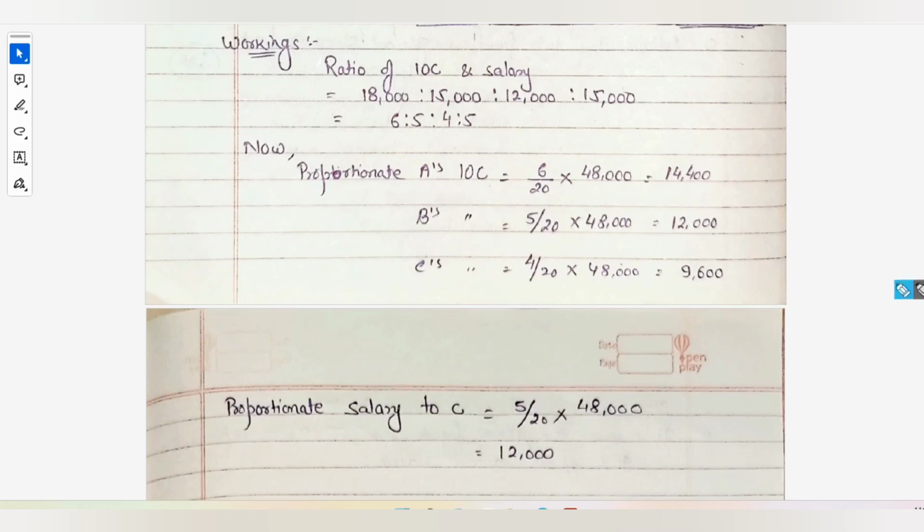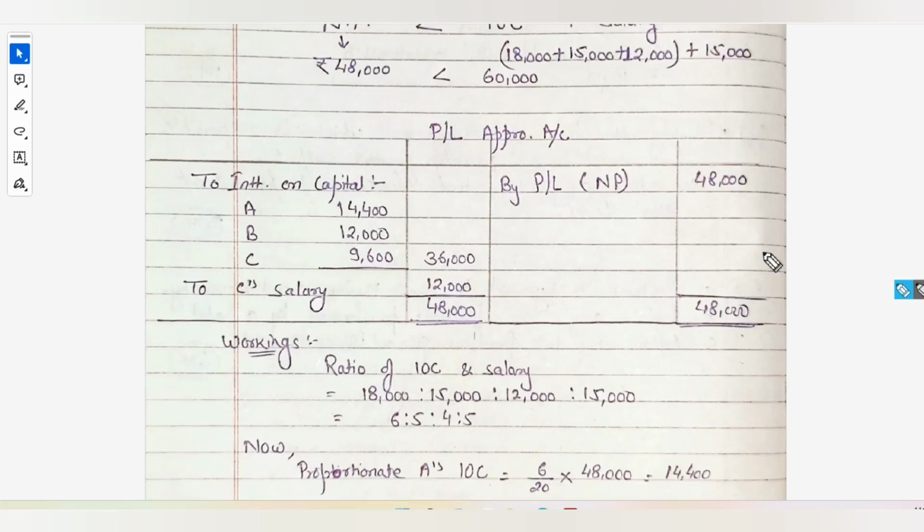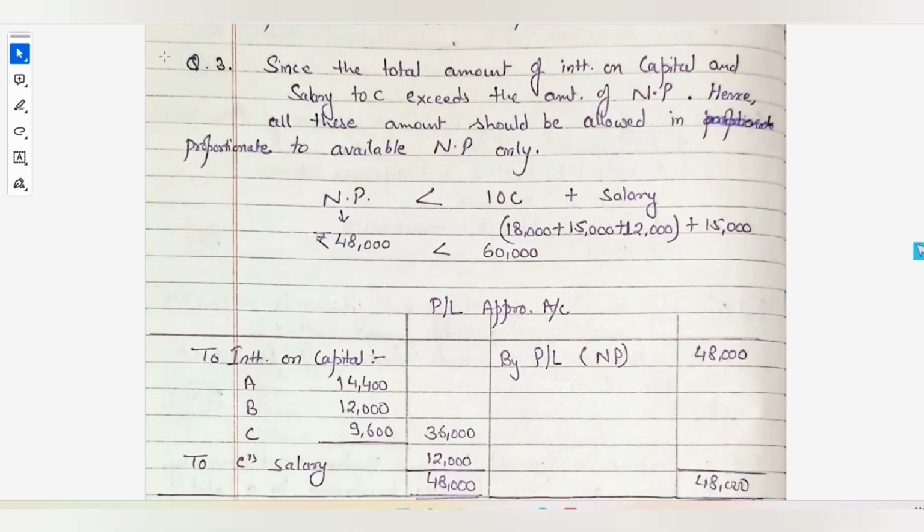So in this way, we can calculate the proportionate amount of all the appropriations whenever the amount of net profit is not equal to or more than the amount of all the appropriations, or we can say whenever the amount of appropriation exceeds the amount of available net profit and a charge against profit is not stated in the question, then this kind of adjustment will have to be done in that question. So this is the solution of this question, that is question number 3.